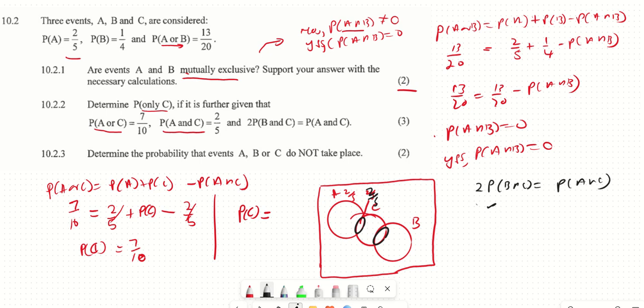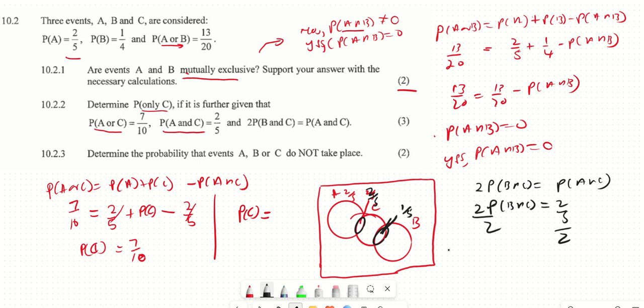So the true probability of B and C, it is equal to what? 2 over 5. So we divide this by 2, so it's 1 over 5. Okay, so now we're explaining that this part here will be 2 over 5 divided by 2, which is 1 over 5. So the intersection here is 1 over 5.